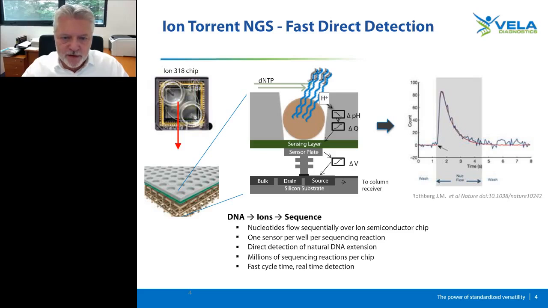So what you record is that every binding event releases a proton, and this proton is measured and transferred into an electrical signal. So you have multiple signals at a single time, millions of reactions on the chip. The nucleotides on this chip are flowing sequentially over the ion semiconductor chip, so you have a large number of records at the same time. I'm not going into much technology detail because of time reasons. There's a lot of information you can obtain on the internet or also from Vela separately.